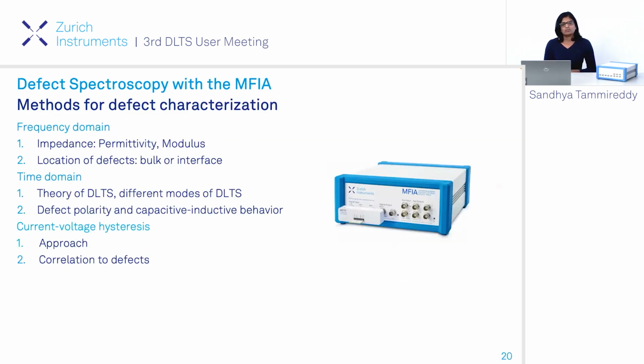I'm going to do this in both frequency and time domains. The frequency domain means impedance measurements, and impedance is usually represented in the literature with different representations, such as permittivity and modulus. Since we are talking about interfaces here, how can I know whether a defect comes from the bulk or the interface? That also we will discuss. Also, what's the importance of DLTS, what it can tell us in terms of polarity, and additional information regarding the ionic defects. At the end, I show an approach to characterize hysteresis and the correlation between the defects measured by both methods and the hysteresis.